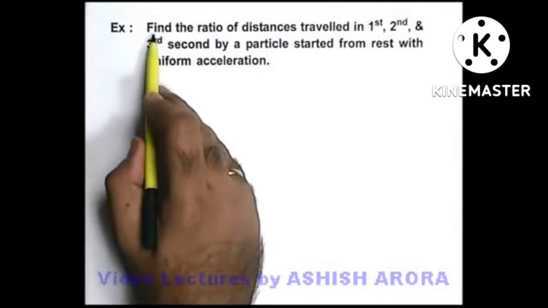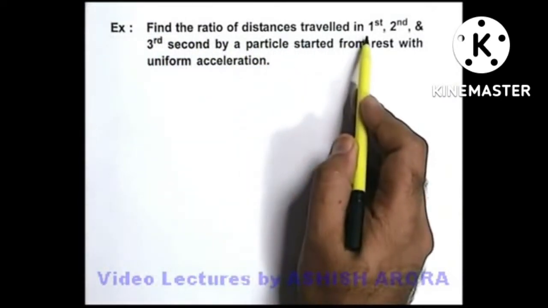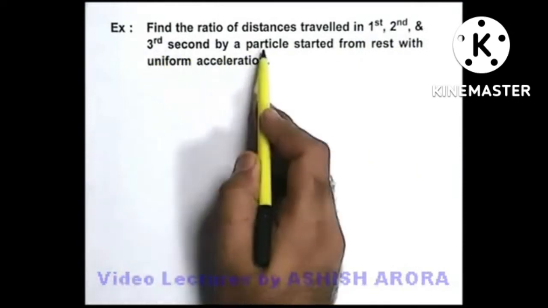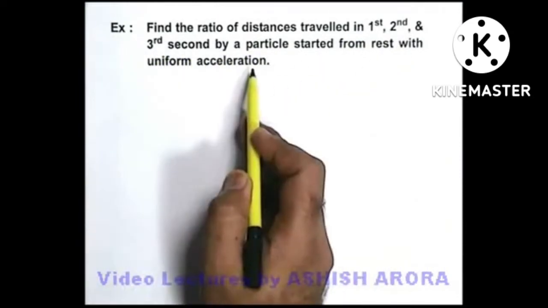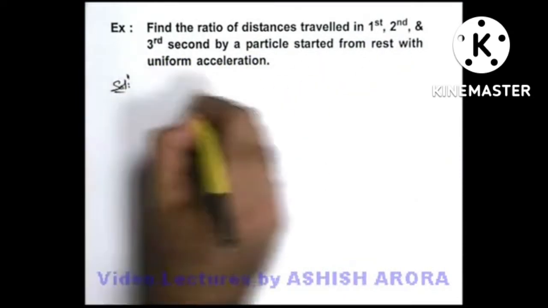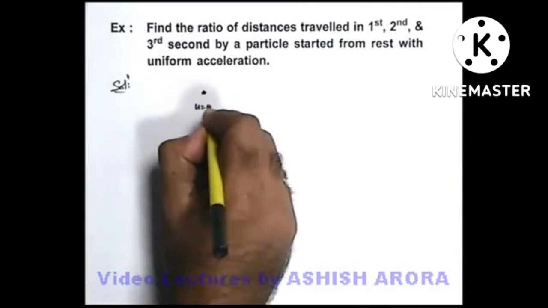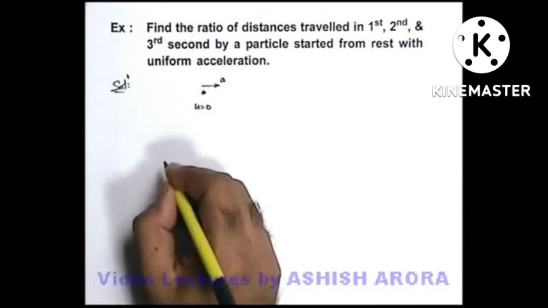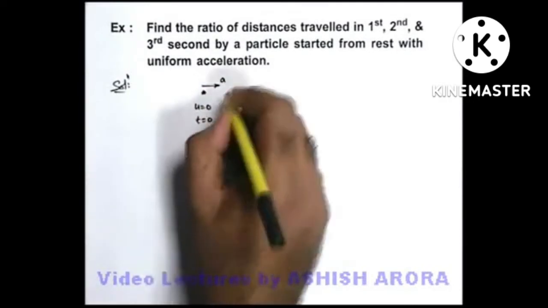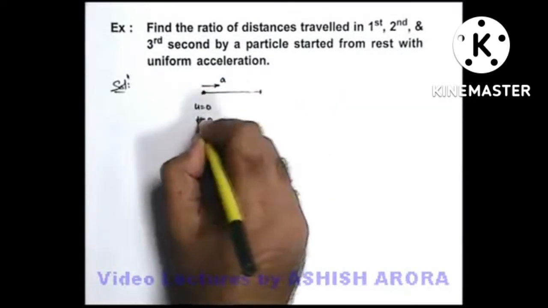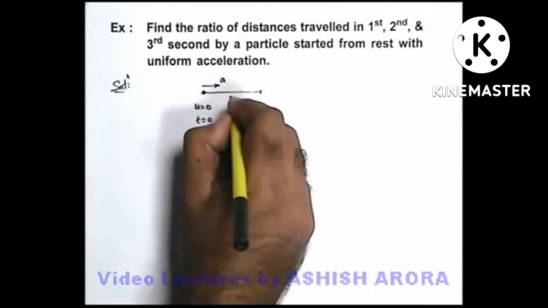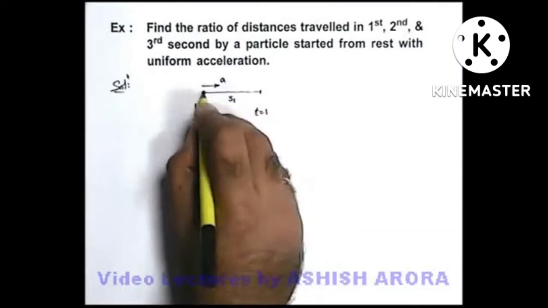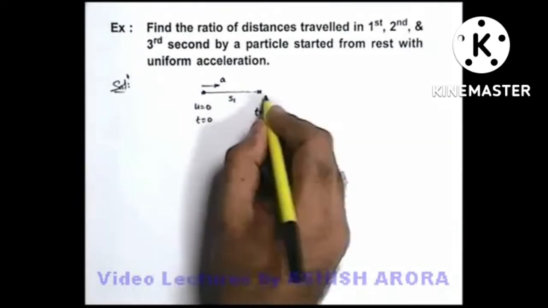In this example, we are required to find the ratio of distances traveled in the first second and third second by a particle started from rest with uniform acceleration. If a particle starts from rest, that means its initial speed is 0. As it is moving with uniform acceleration, let us assume its acceleration is a. If it starts at t equal to 0, then from t equal to 0 to t equal to 1, it covers a distance s1. So this s1 is the distance covered by the particle in the first second of motion.